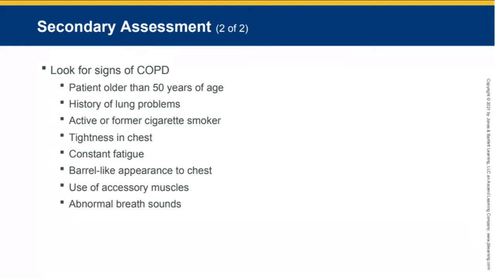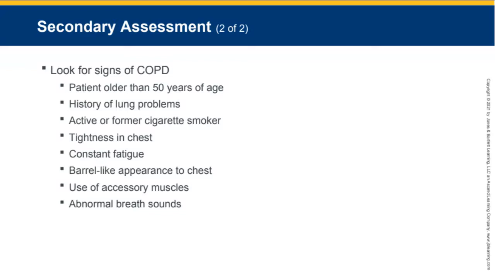When doing a secondary assessment in patients with COPD, you look out for signs of COPD. These patients are usually older than 50 years old. They have a history of lung problems. They are almost always long-term active or former cigarette smokers. They complain of tightness in the chest and constant fatigue.